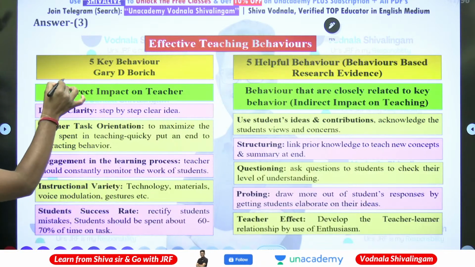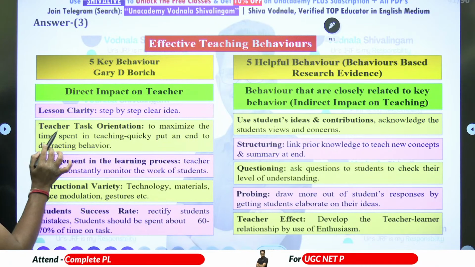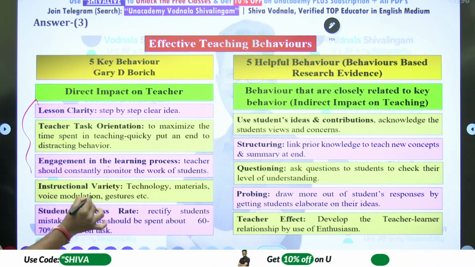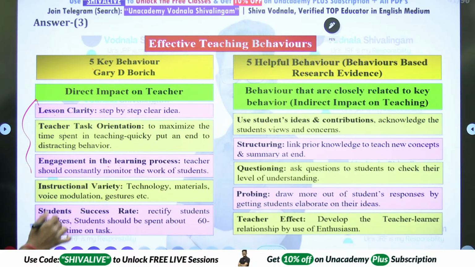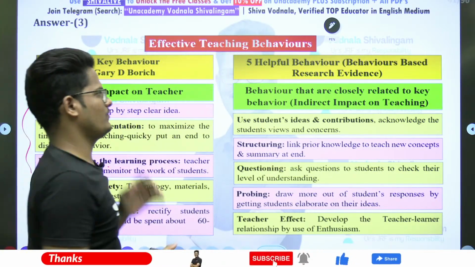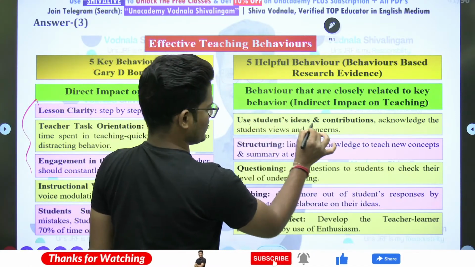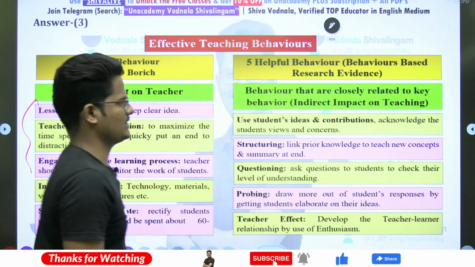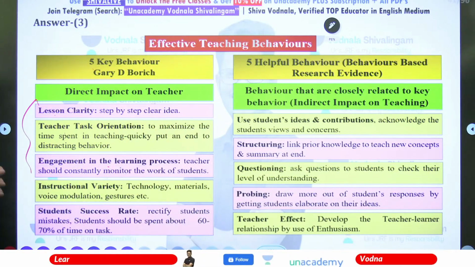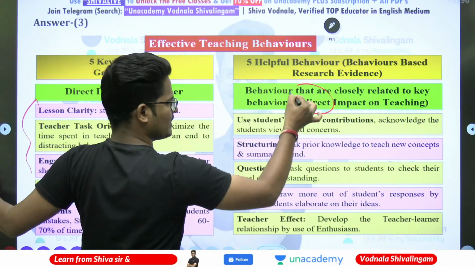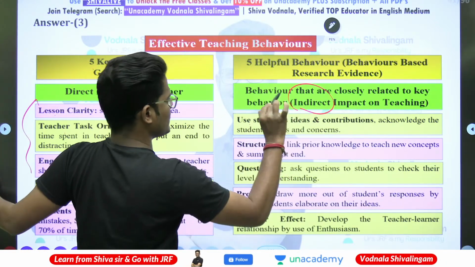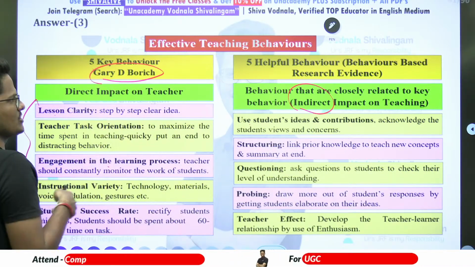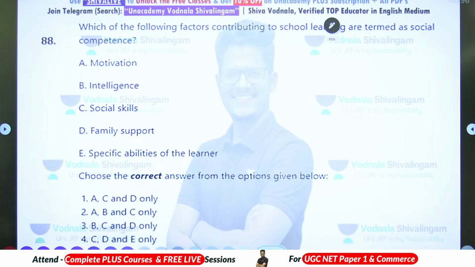Let me show you the chart. The 5 key behaviors: lesson clarity, teacher task orientation, engagement in the learning. These 3 are exactly as given. The remaining 2 are instructional variety and student success rate. Whereas the 5 helpful behaviors are using student ideas and contribution, structuring, questioning, probing, teacher effect. These are the 5 helpful behaviors which indirectly impact the teaching process. These are research-evidenced behaviors, and these key behaviors are given by Gary D. Borich. Next.